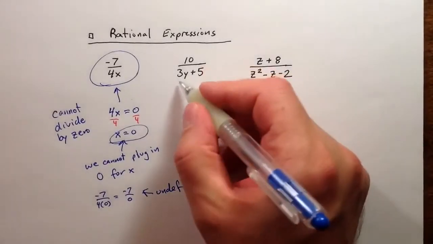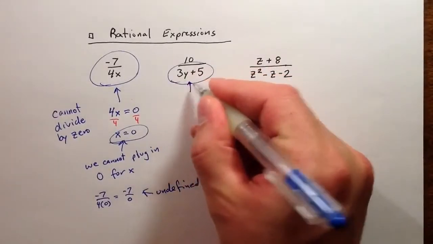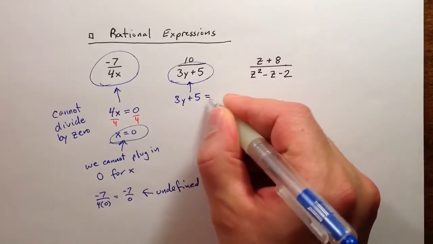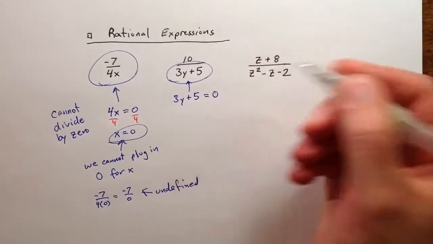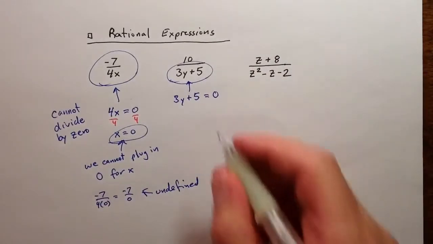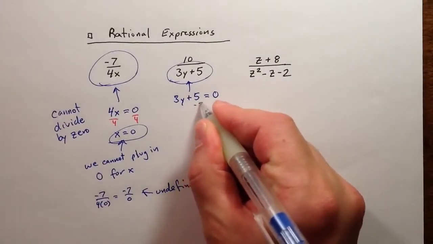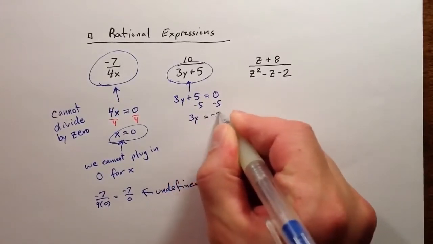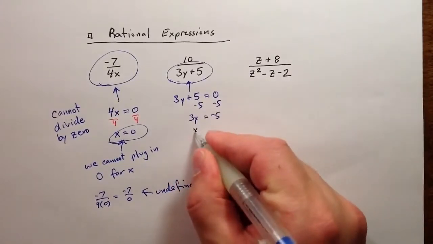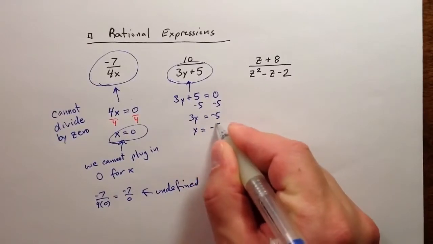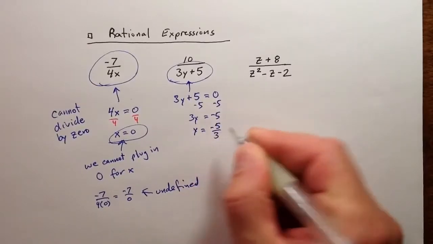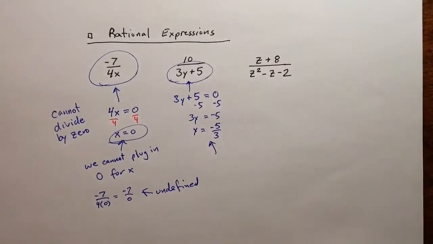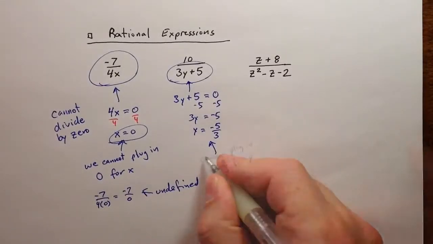In a similar way, in the second example, I can't plug in the number for y that makes 3y plus 5 equal to 0. And so if we solve that, if I subtract 5 from both sides, I get 3y equals -5. Dividing both sides by 3 gives me y equals -5 over 3. And so then that becomes the value that I can't plug in for y.